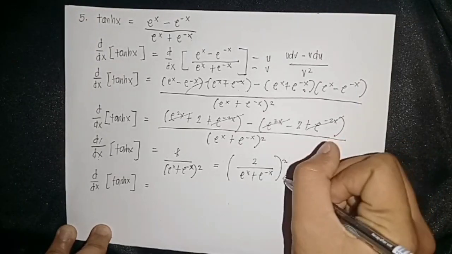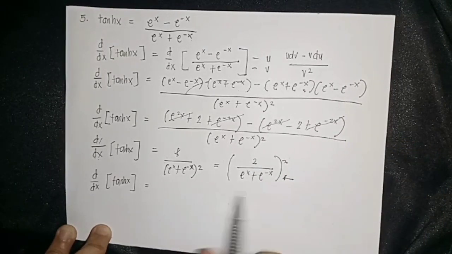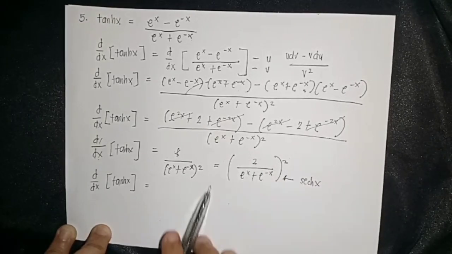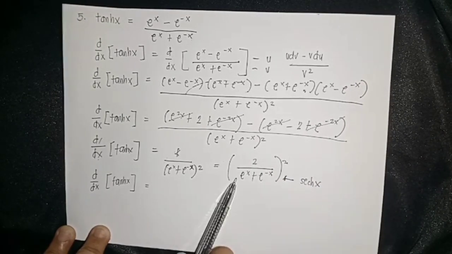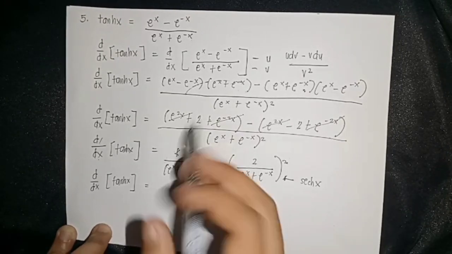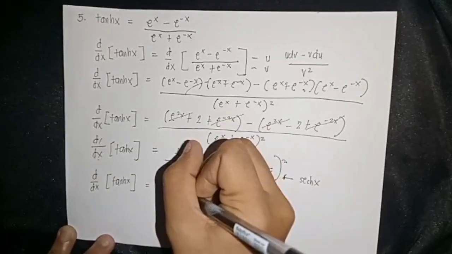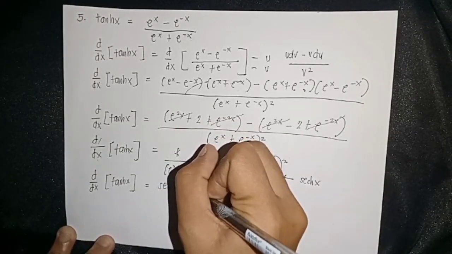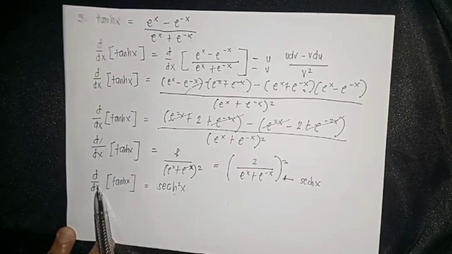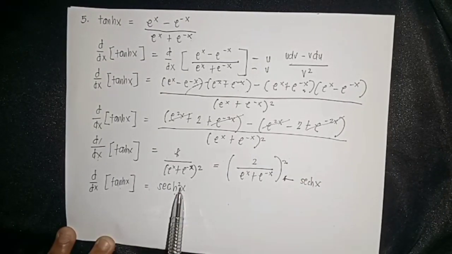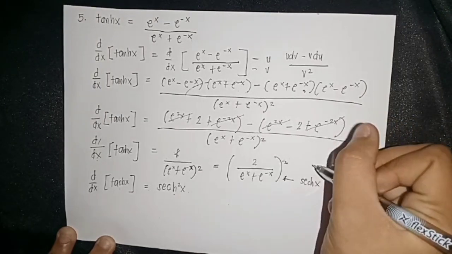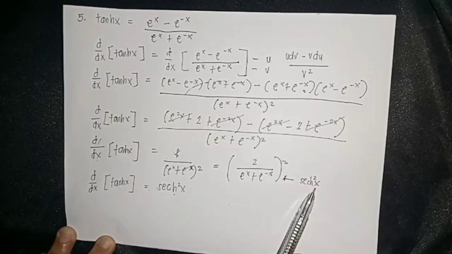According to the derivatives of exponential functions, the 2 all over e raised to x plus e raised to negative x squared is what we call the hyperbolic secant squared x. In general, the derivative of hyperbolic tangent x with respect to x is equal to the hyperbolic secant squared x. We put squared because of the square of this equation above.